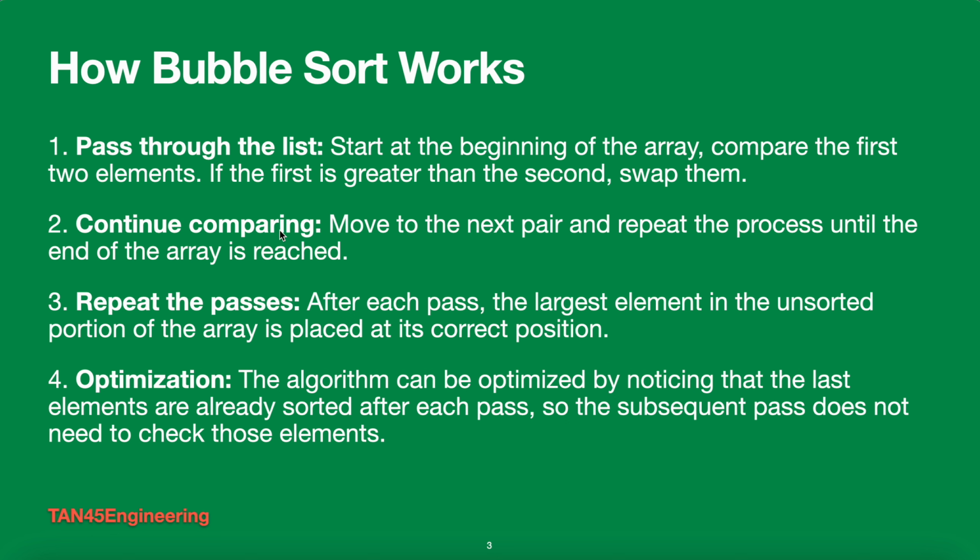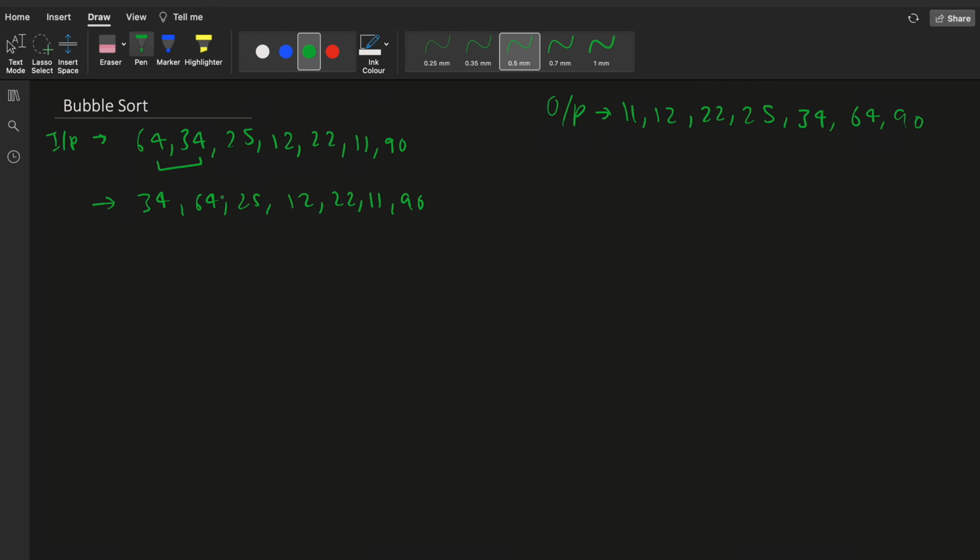Second, continue comparing. Move to the next pair and repeat the same process until the end of the array is reached. Now pay attention to this. The next pair is these two. I'm not comparing 64 again; I'm just comparing the first two elements, then the next two, then the next two, and so on.